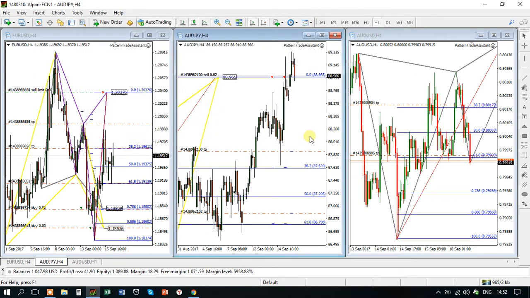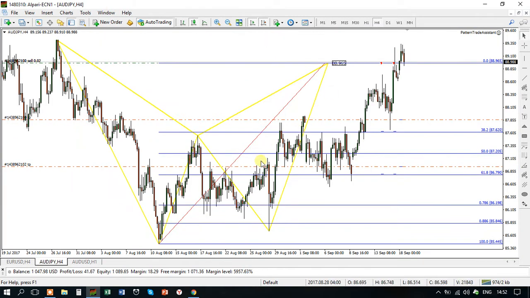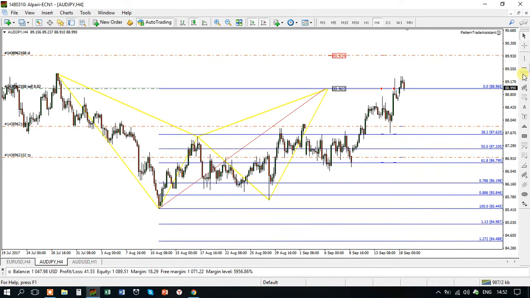It looks this way. Okay, so in order for the Pattern Trade Assistant to work, first of all, after the pattern is drawn, you need to stretch your fibs from A to D. This is point A, this is point D. Second, you need to place a horizontal line to mark the stop loss. Make sure that the number of that coincides with this and the number of that coincides with this.